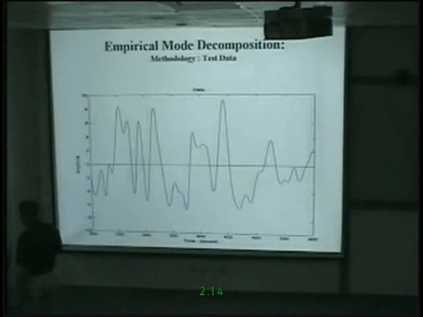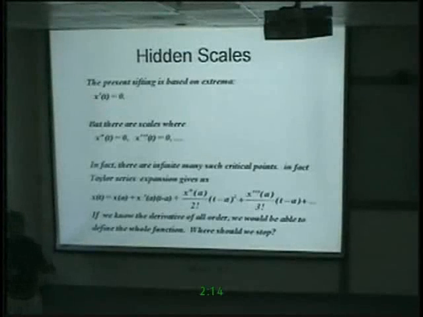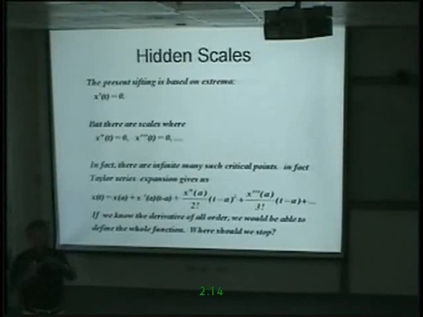In fact, for hidden scale, right now we use x prime equal to 0. Every point that is an extremum, x prime equal to 0, is our controlling point. And not only that, how about x double prime equals 0? How about x triple prime equals 0? Once you take that maximum, there are hidden fluctuations of the data everywhere.